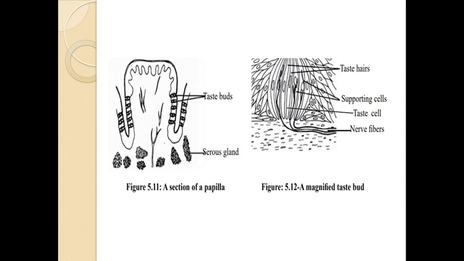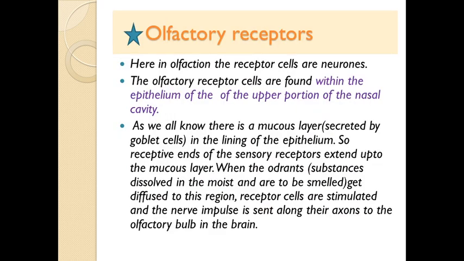the nerve fibers through the nerve to the brain, to the related area of the brain, to perceive the sensation of taste. When we consider sensation of taste, there are 5 main sensations of taste. As we all know, they are sweet, sour, bitter, salt, and umami. Umami means savory taste. Then second type of chemoreceptors, olfactory receptors.